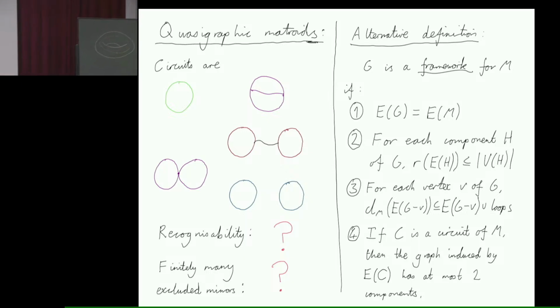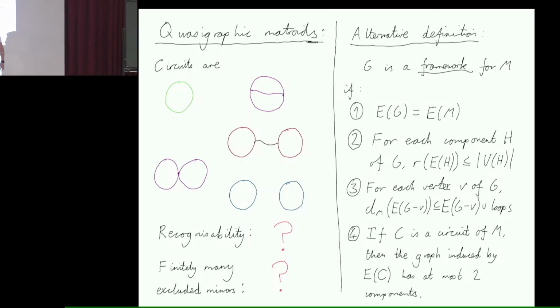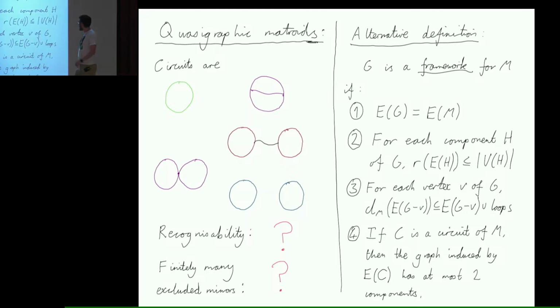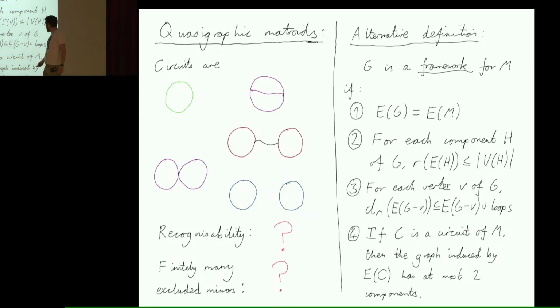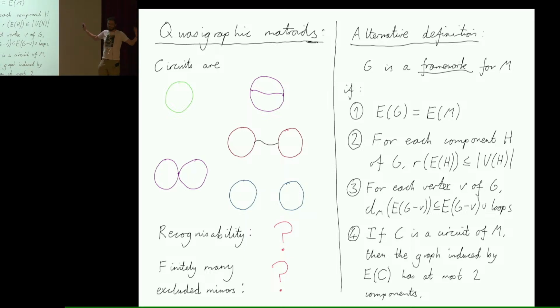It's not too hard to check all of these conditions in the definition that I have there on the right, that if you have a circuit, then the graph induced on it has at most two components. It's a slightly fiddly condition, and if the matroid is sufficiently connected, you don't need to worry about it. Okay, good.